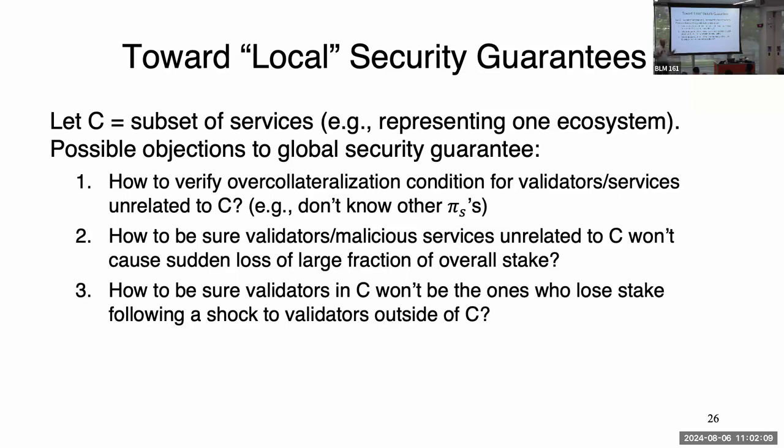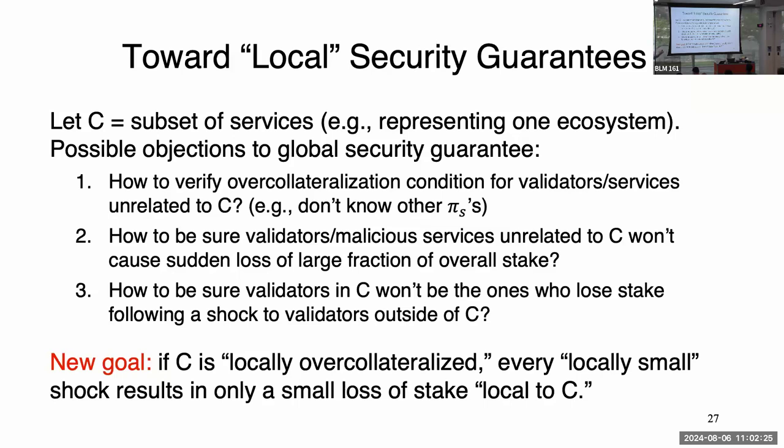And then finally, the third thing would be like, okay, it's great to say that a 0.1% shock would only lead to a 1.1% loss of the overall stake. But what if I'm in that 1%? What if the shock has to do with people I've never met, and then I'm actually the collateral damage in the 1.1%, right? So it's much more meaningful to have guarantees that are specific to some target subset of services, okay? Just based on their local trust assumptions, in effect, okay?